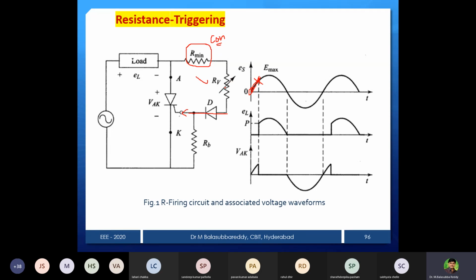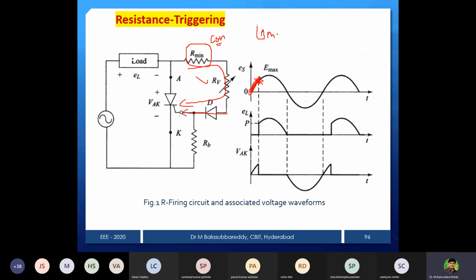Now, if I keep the RV value at some value, then we are required to reach IG minimum at some voltage. What is that voltage? It is the supply voltage. You can see that gradually the supply voltage increases, and at some point the current I is equal to V by R. V is this magnitude, and R minimum is fixed.